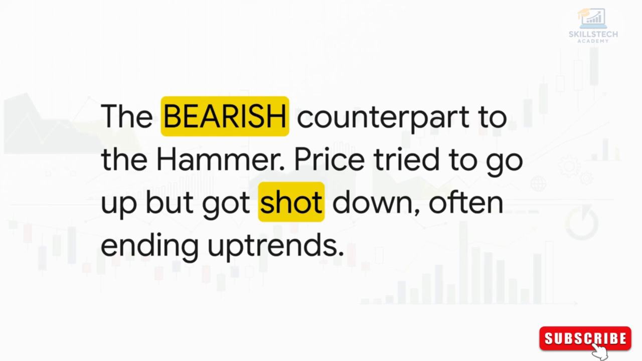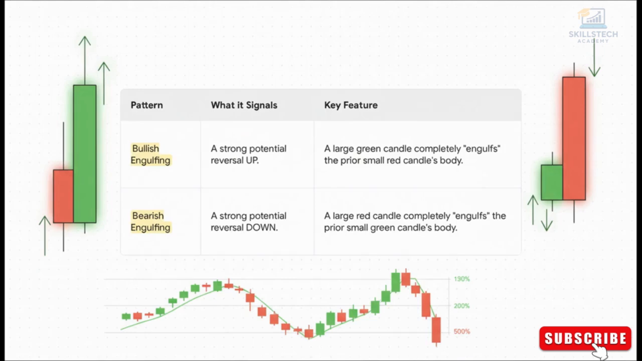It's a huge signal that sellers are taking control and that nice uptrend might be coming to an end. All right, next up, the engulfing patterns. Now, these are really powerful 2-candle signals.